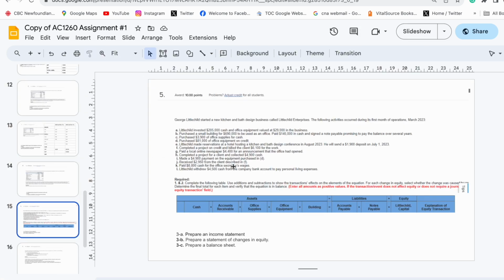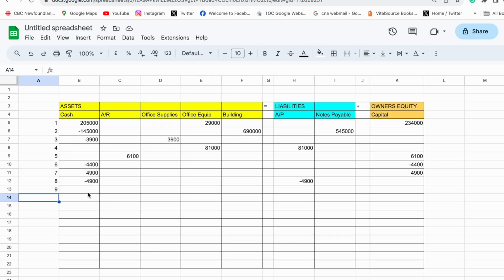Received $2,950 from a client described in F. So this is money coming into the business. So $2,950 comes in. And that client had bought previously on credit. So cash has gone up by $2,950, and his accounts receivable, because he paid some of the money, has gone down by $2,950. Okay, 10.